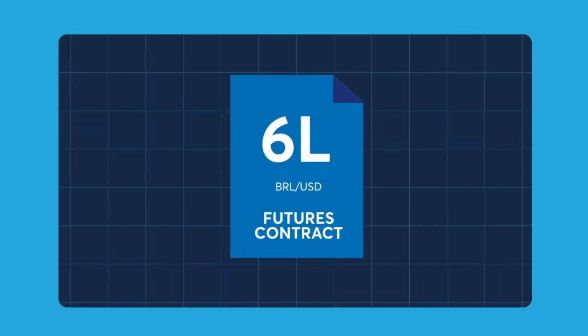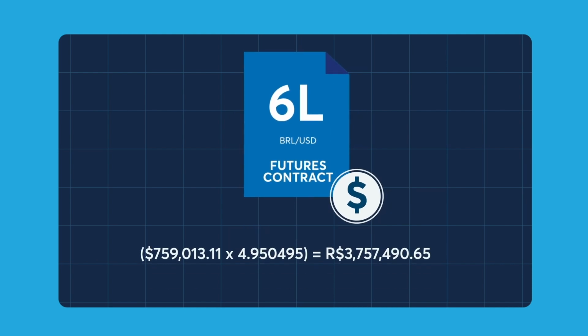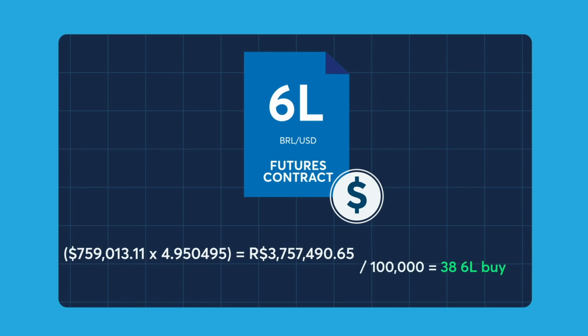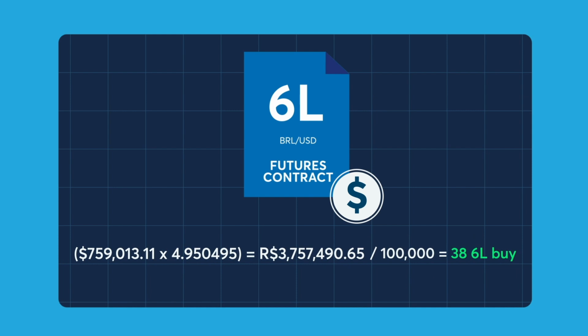To determine how many Brazilian real futures contracts they need to buy, they take the U.S. estimated value of the sale and convert it to Brazilian reais, using the current Brazilian real futures September settlement price of 0.20200 US dollars per Brazilian real, or 4.950495 Brazilian reais per US dollar. This comes out to 3,757,490 reais and 65 cents. They then divide this by the contract size of 100,000 Brazilian reais. They decide to buy 38 CME Group Brazilian Real futures contracts expiring in September to hedge the FX component of their risk.